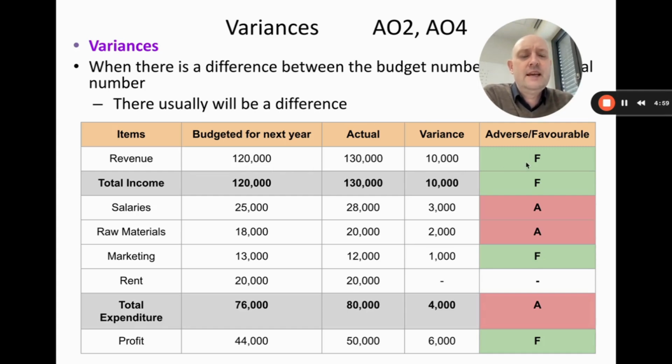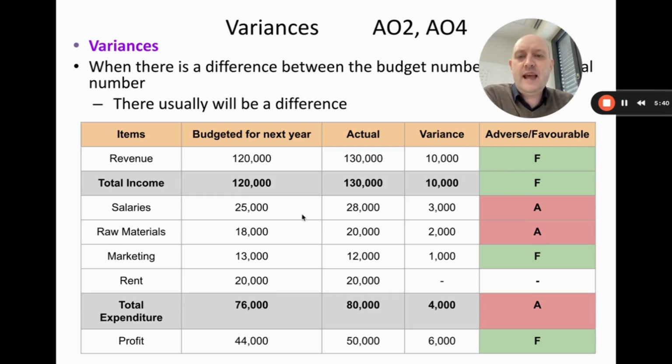What we can then decide is whether this difference is adverse or favorable. And in this situation, we're saying that this is favorable. Now, here's why. It's because we predicted we would have 120,000 in sales this year, but we actually got 130,000. And what that means is we actually sold more than we were expecting to sell. And therefore, that's favorable. When we're talking about income, it's favorable if the actual number is higher than what we predicted. So there's two things here. The variance is the difference between the two numbers, and then the adverse or favorable says whether this difference is good or bad, basically. Adverse being bad, favorable being good.